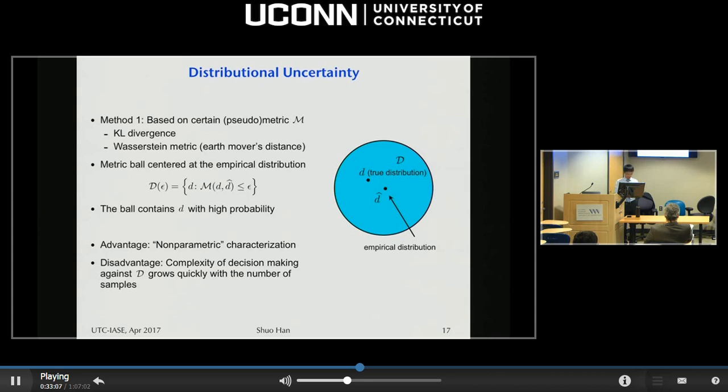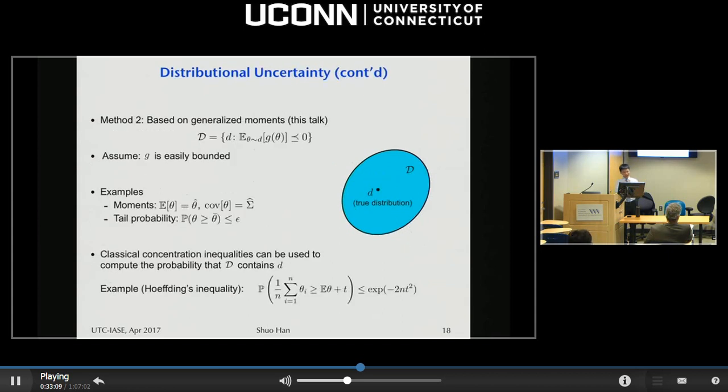So today I'm going to focus on the second method, which is to construct the set based on what's called generalized moment functions. Here, a generalized moment is just the expected value of any nonlinear function g that depends on a random variable. And I'm going to construct the set by a series of inequality constraints. So for example, this g can be the identity function, so that means you're specifying some information about the mean of the distribution.